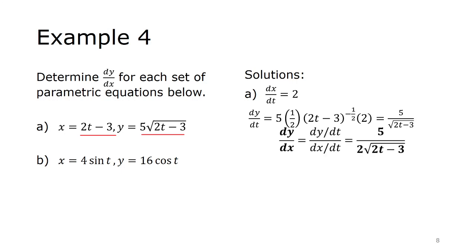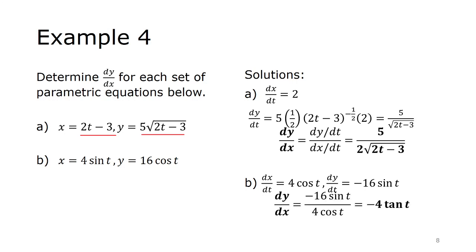We need to divide dy dt by dx dt. So in other words, divide dy dt by 2 in this case. For part B, we've got more trig functions, but it's still doable the same way. Right? Dx dt is 4 times cosine t. dy dt, using another trig derivative, is going to be negative 16 sine t. And then divide the two in order to get dy dx.